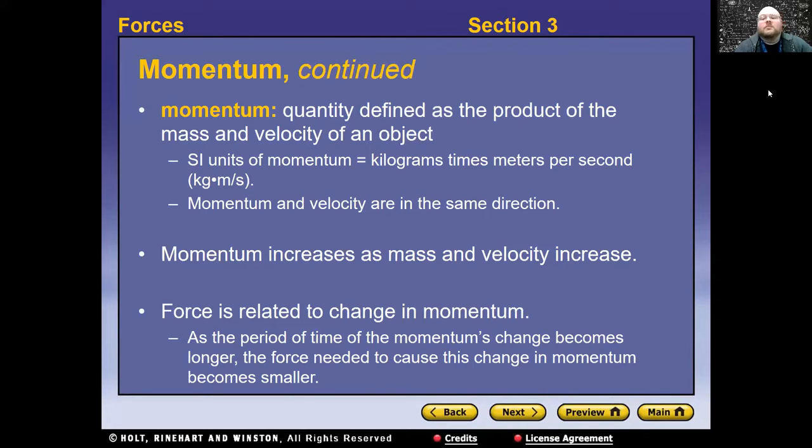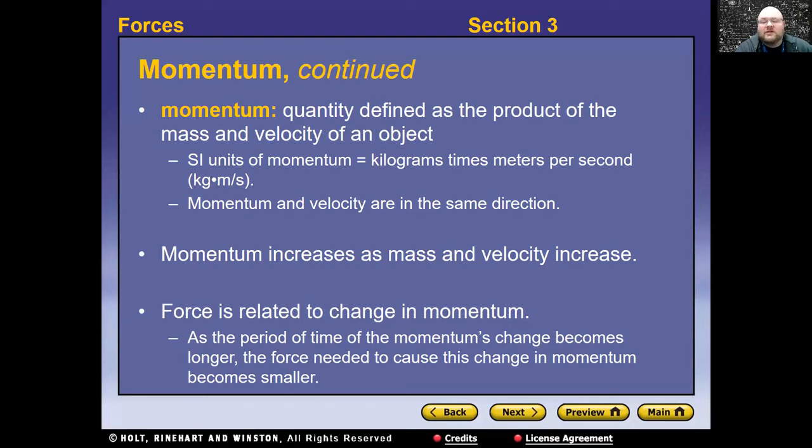Okay, so momentum is defined as the product of mass times velocity. The units are kilograms times meters per second. So think about it: mass times velocity. Mass is kilograms. Velocity is meters per second. So if momentum is mass times velocity, it makes sense that the units are kilograms times meters per second. So kg times m/s, that's your unit. It's kind of a longer one to write, but that's what it is for momentum.